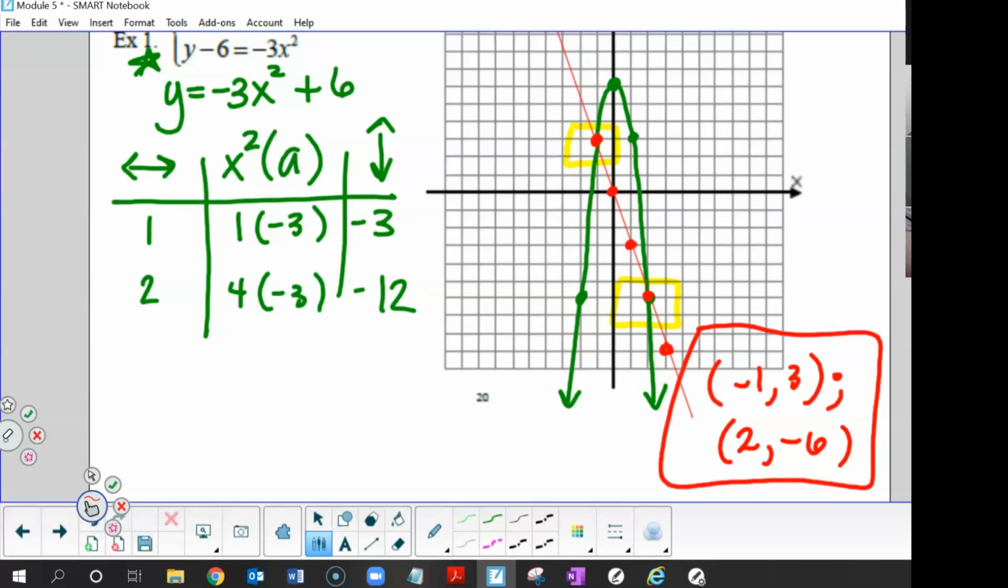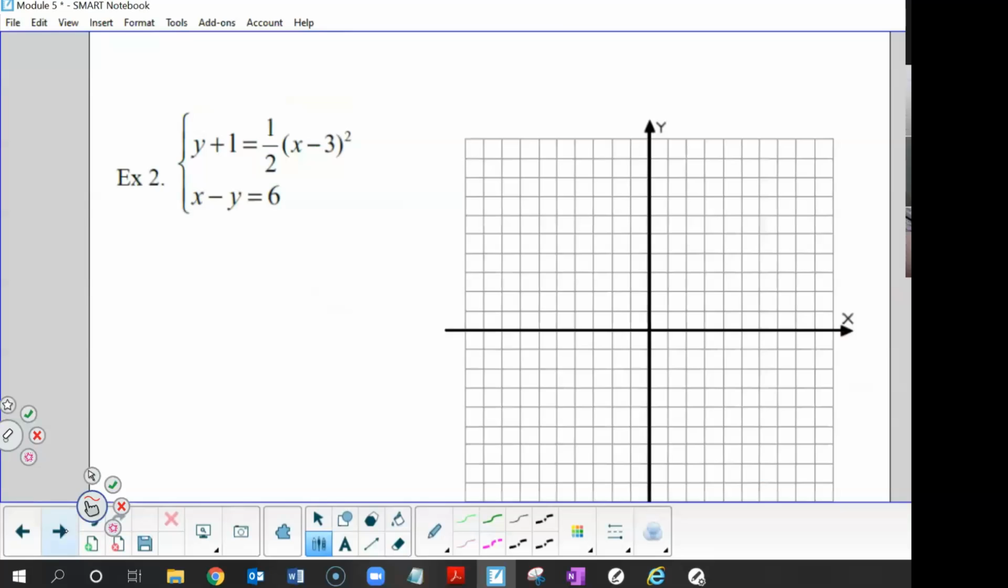And remember, solutions to systems means that we would plug in those ordered pairs and we would get true number sentences for both of those equations. Any questions on that? Okay, well, if there's not a question, let's do it all over again. Let's do example 2.